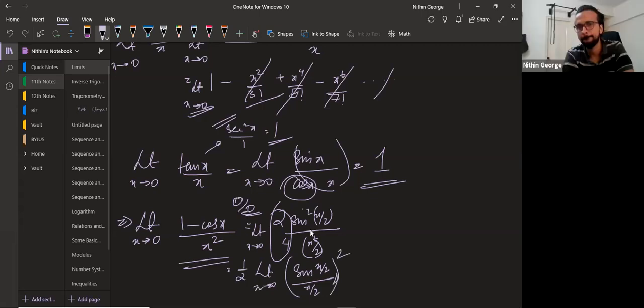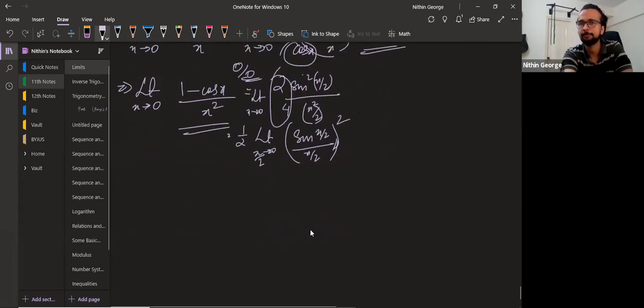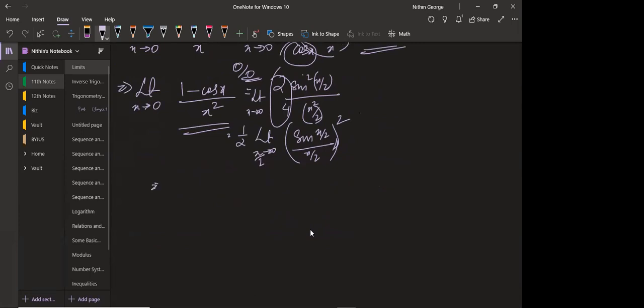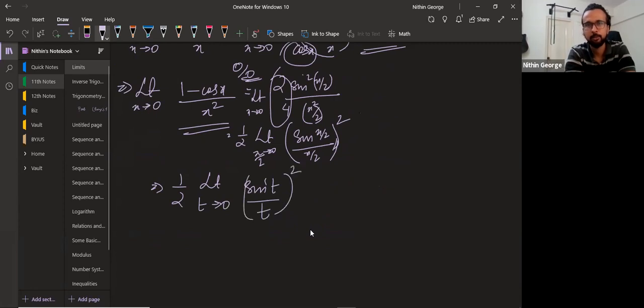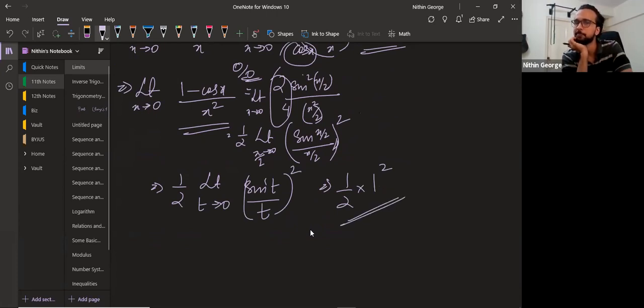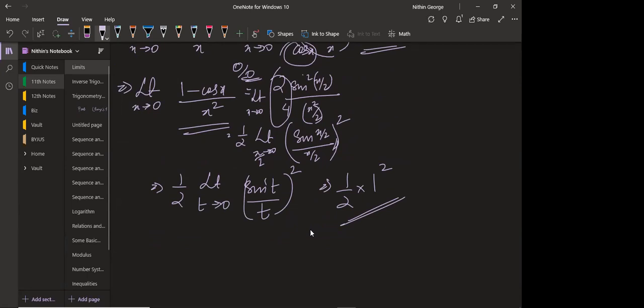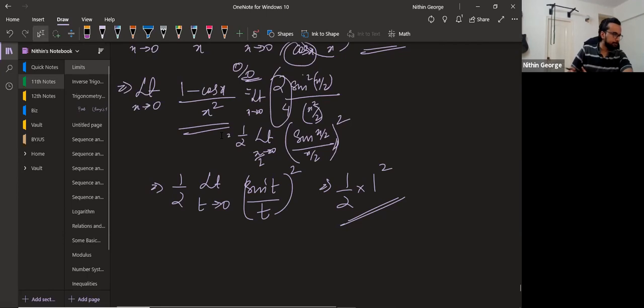So when x tends to 0, I can also say that x by 2 tends to 0. Then this becomes limit, like I write x by 2 as t, there's nothing but t tends to 0, sin t by t the whole square. So basically you get 1 by 2 into 1 square, which is nothing but 1 by 2. Any doubts here, please ask. Don't be embarrassed, just ask.